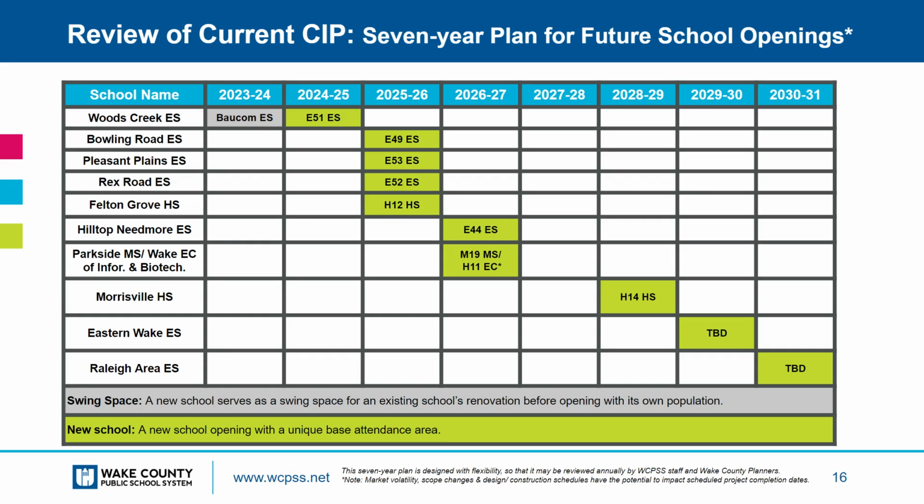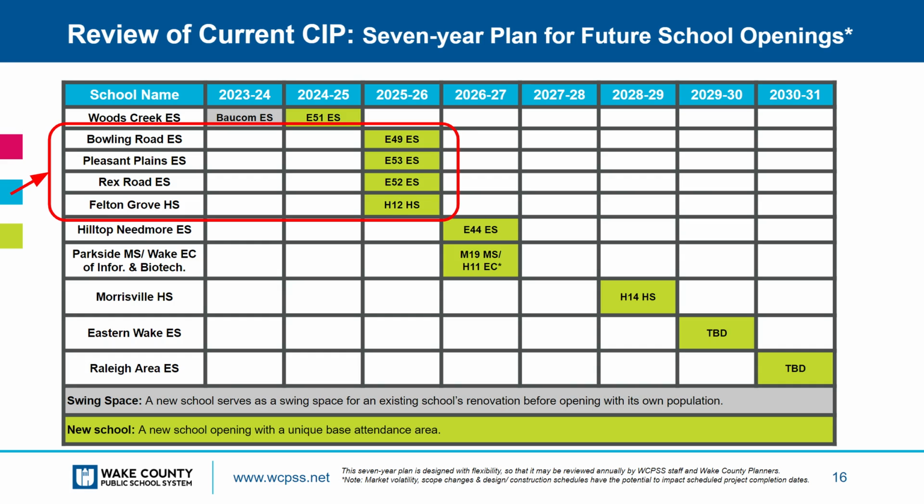At this time, I want to pause and acknowledge the asterisk at the top of the page and remind you that all major projects, both new schools and renovations, have the potential for completion date changes based on market volatility, scope changes, and changes in design or construction schedules. Essentially, we are constantly monitoring the progress of all our construction projects and will adjust recommendations for the annual enrollment plan when needed.